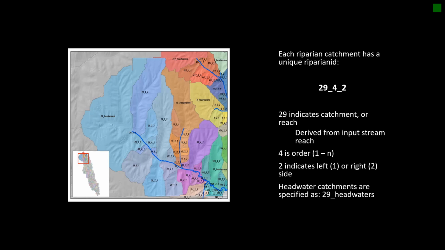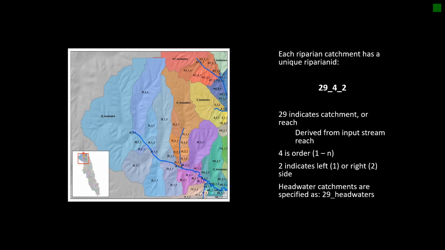The second number indicates the order, and this will be 1 through however many segments that reach has. And the last number can either be 2 or 1. And 1 indicates that it is a left side riparian catchment, and 2 indicates it is a right side, and that is looking downstream.